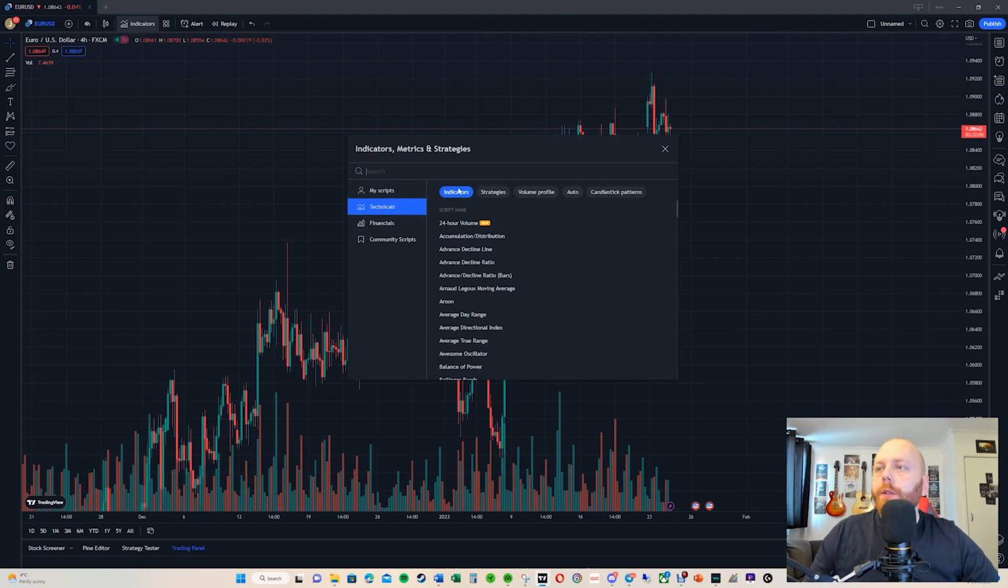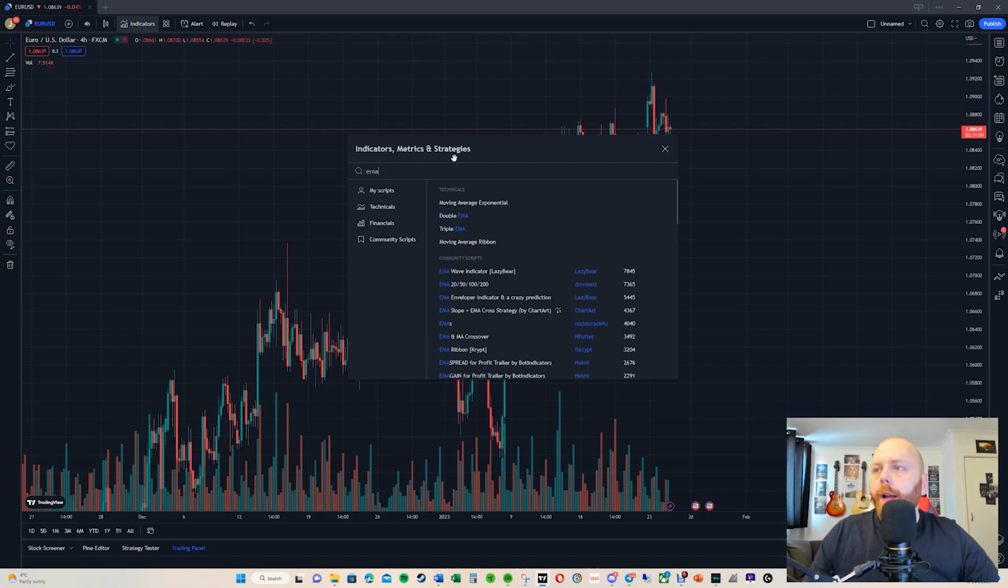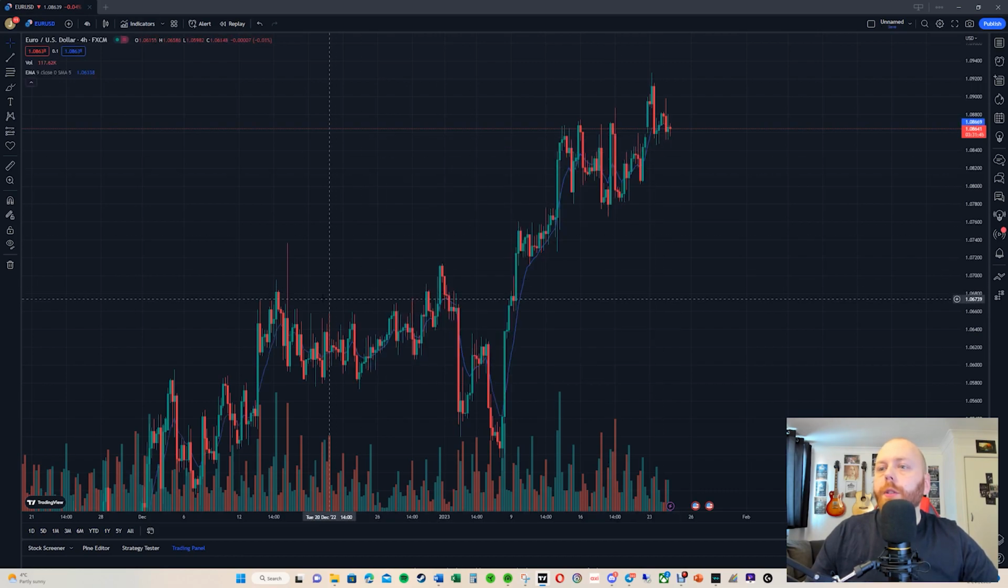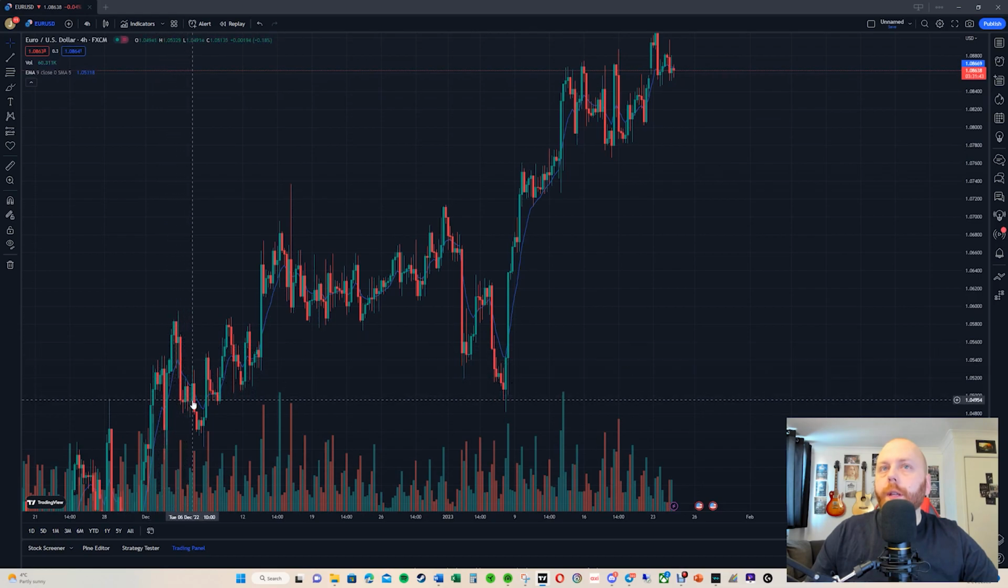So we're in technicals and we're in indicators, which is where we want to be to add our indicator on. I'm going to search for the EMA, and you can see on here it actually comes up as moving average exponential. We'll star this and add it to our favorites because I know it's something I'm going to be using quite regularly. And if I want to add it on my chart, just click it.